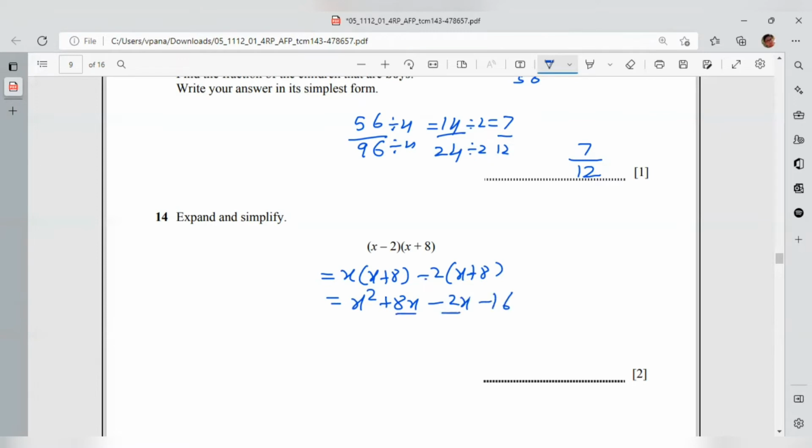Now 8x minus 2x is 6x. So let us simplify. So we get x square plus 6x minus 16. So your final answer is x square plus 6x minus 16. So very important to show the steps, children.